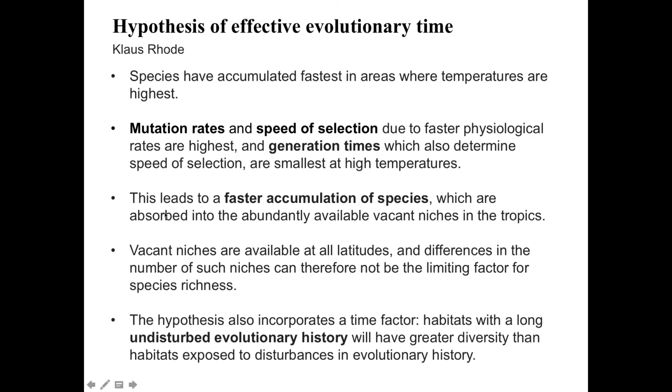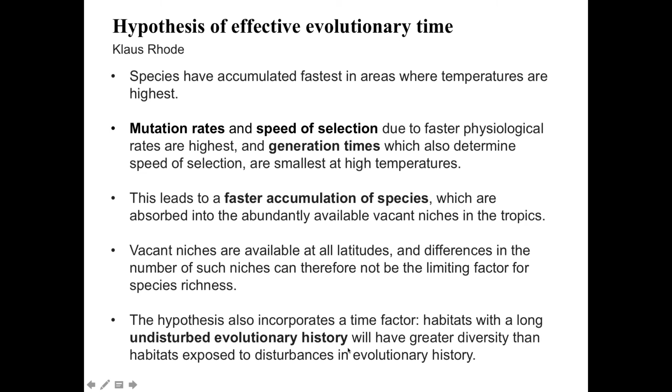So Klaus Roeder really thinks that niche availability is not a limiting factor, and it's just related to the speed at which species have evolved in the tropics. Combined with the faster rate of species evolution in the vacant niches is a time factor. Habitats with a long, undisturbed evolutionary history, which is the case for many tropical environments, will have greater diversity than habitats that are exposed to disturbances in evolutionary time.